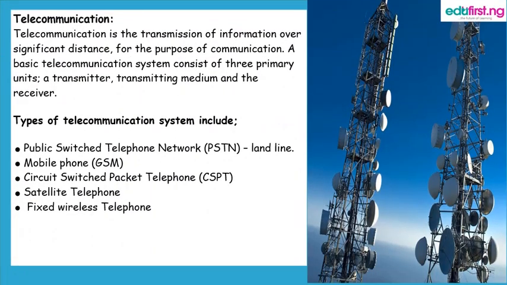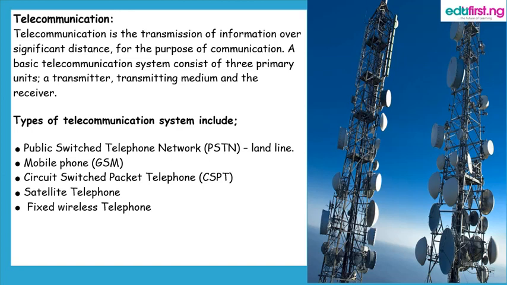What do you understand by telecommunication? Telecommunication is the transmission of information over a significant distance for the purpose of communication. A basic telecommunication system consists of three primary units: a transmitter, a transmitting medium, and the receiver.